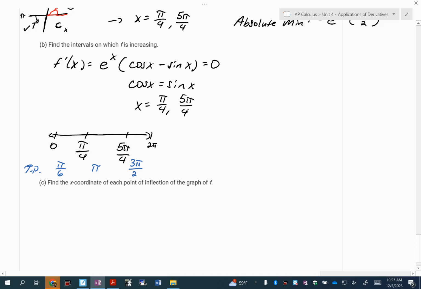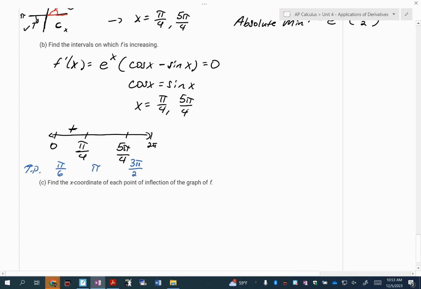So plugging in pi over 6, I'm going to have e to the pi over 6, which is positive. Cosine of pi over 6 is going to be positive. The sine of pi over 6 is going to be positive. And for this one, the cosine of pi over 6 is the square root of 3 over 2, and the sine of pi over 6 is 1/2. And the square root of 3 over 2 is bigger than 1/2. So that means this is going to end up being a positive for the sign.